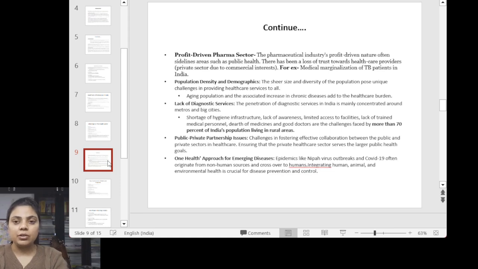Next, we can see the lack of diagnostic services and public-private partnership issues. That is also another point. And a One Health approach for emerging disease. We cannot treat every disease with one approach, so we need multiple approaches in order to tackle different kinds of problems. To tackle communicable disease, we should take a different approach. For non-communicable disease, we should take a different approach. To tackle mental health diseases, and to create mental health awareness, we need to take a different approach. This is something we have to focus on.